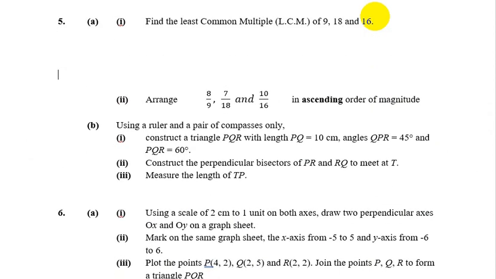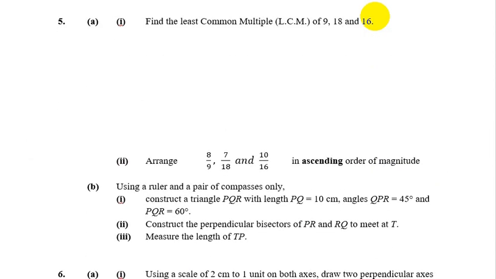So let's give some space for that. Okay. So now we have a lot of ways of doing this. We can list all the multiples of 9, 18, whatever. Then we leave the multiples of 18 and list the multiples of 16. Then we will see the least common multiple between these 3 numbers. But we can also use the table method.